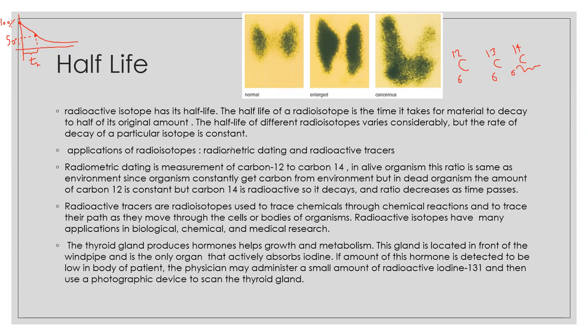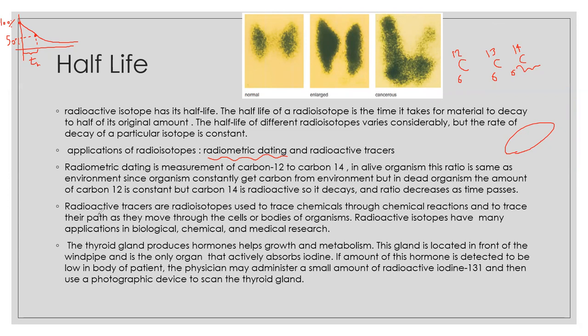So the applications are radiometric dating and radioactive tracers. What is radiometric dating? If in a dead body we have these carbons, the amount of carbon-12 is constant because it's not radioactive. But carbon-14 in a dead body will decay with time. So if we can find the ratio of carbon-12 to carbon-14, we can determine the date that the body died.